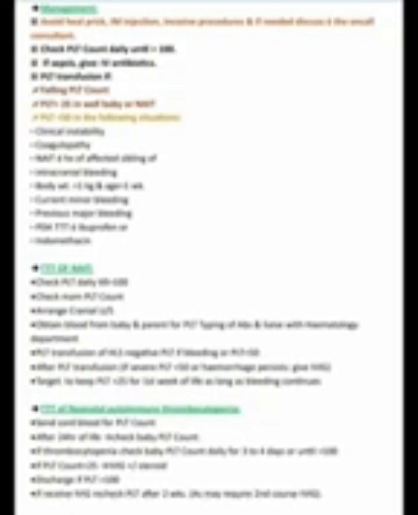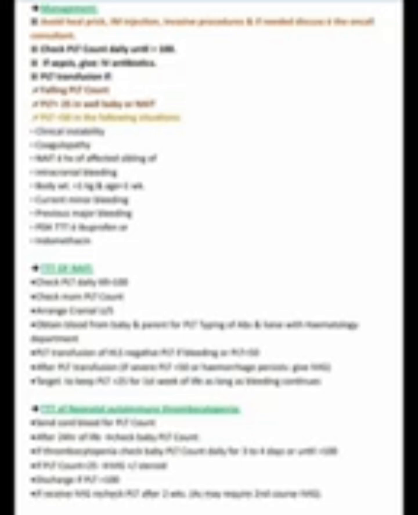About the management of neonatal thrombocytopenia: avoid heel prick, IM injection, invasive procedures, and if needed discuss with the on-call consultant. Check the platelet count daily until more than 100. If sepsis, give IV antibiotics. Platelet transfusion if the platelet count is falling, platelet less than 25 in a well baby or NAIT. Platelet less than 50 in the following situations: clinical instability, coagulopathy, NAIT and history of affected sibling with intracranial bleeding, body weight less than 1 kg and age less than 1 week, current minor bleeding, previous major bleeding, PDA, treatment with ibuprofen or indomethacin.